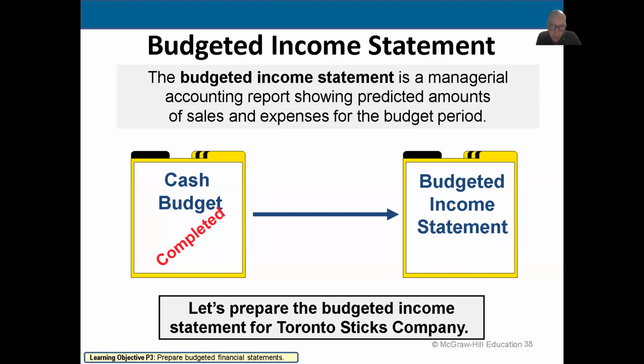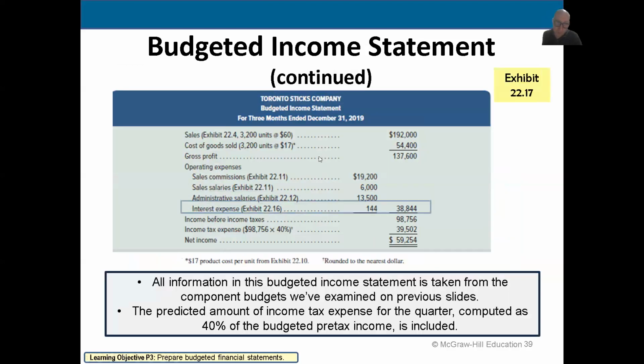Now that we've done the cash budget, we can actually budget for our income statement. The income statement, as you know, shows the sales and all of the expenses for the company. The expected sales will be based off of the sales budget, and all of the expenses are based off of the cash budget. And all of this information is important because it'll also help the business to plan for the future payment of things like taxes.